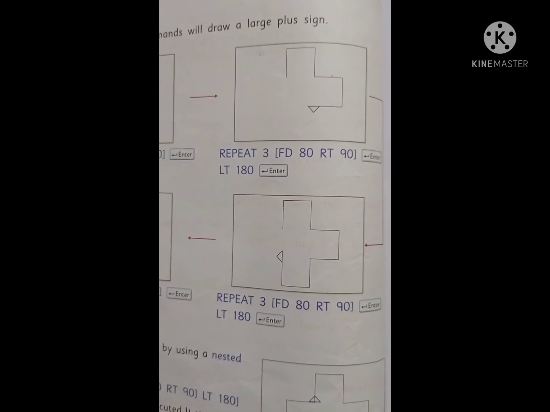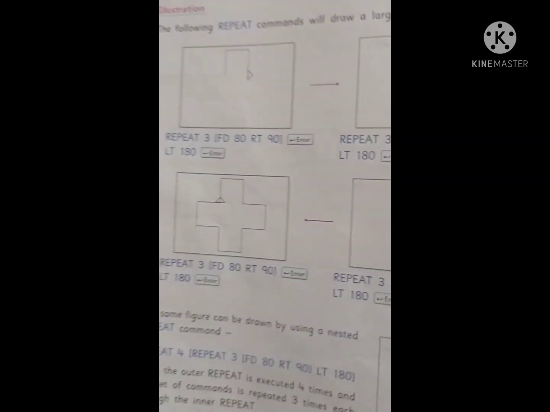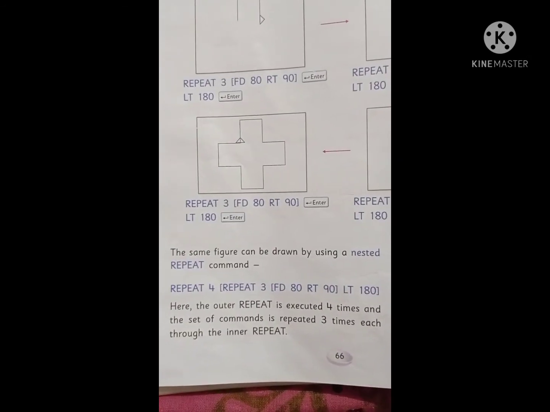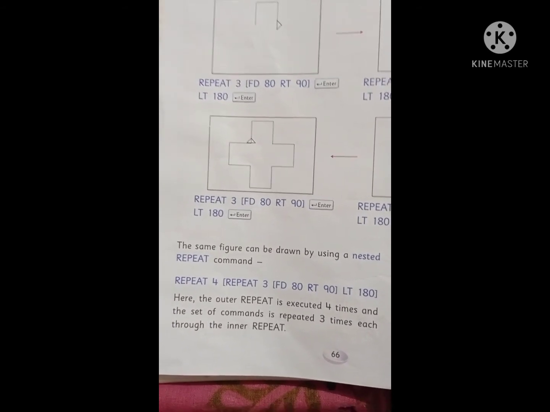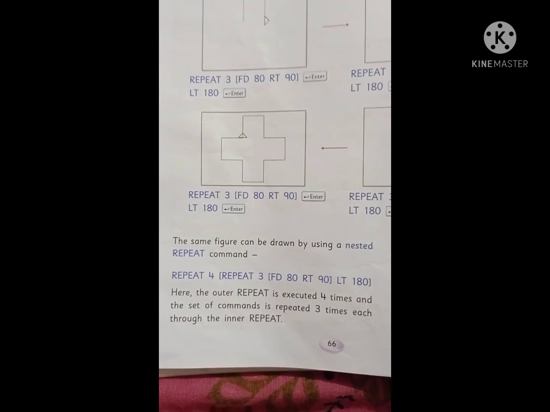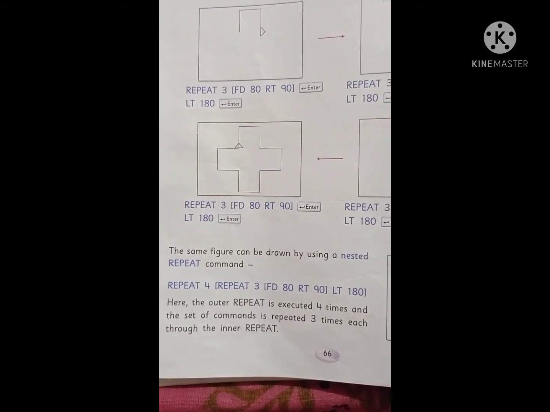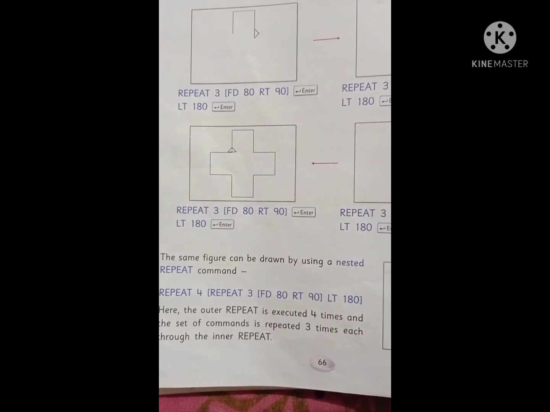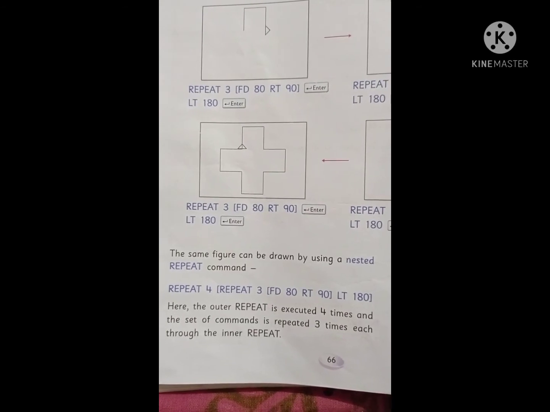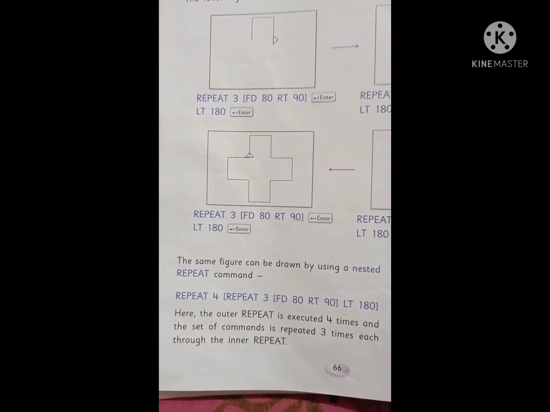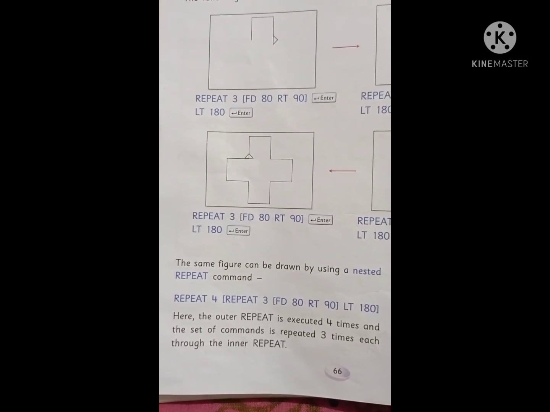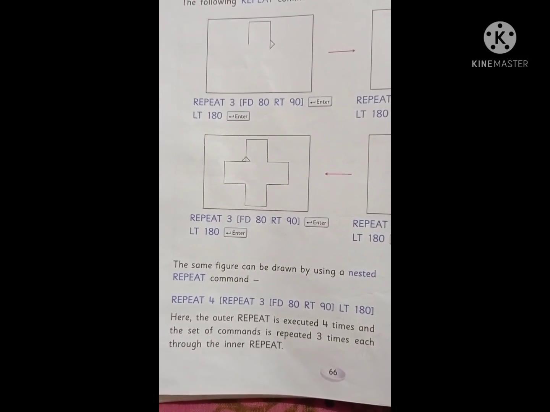We are repeating the same step 4 times. So the 3 times we write in one step, that is inside repeat 4. What do you want to repeat? Repeat 3 FD80 RT90 LT 180. The whole step we write in a single step. So here you can see 2 repeats. That is called nested repeat, or repeat inside another repeat.